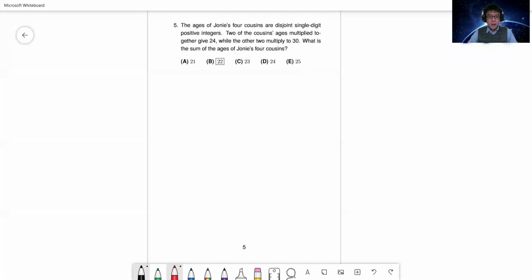Question 5. We have 4 ages. 2 of them multiply to get 24. The other 2 multiply to get 30. These 4 numbers are distinct. They are different numbers. So let's factor 24 into a product of 2 single-digit numbers. This corresponds to either 4 times 6 or 3 times 8. There are only 2 ways to factor 24 into this product.